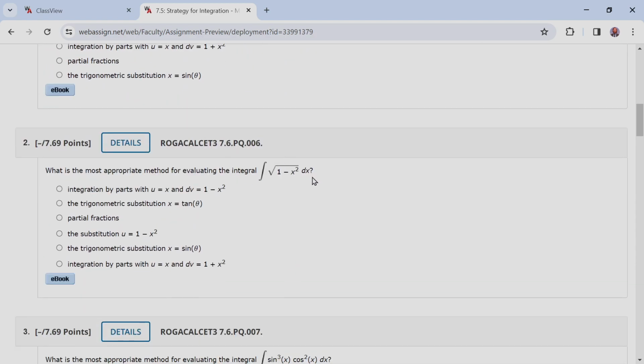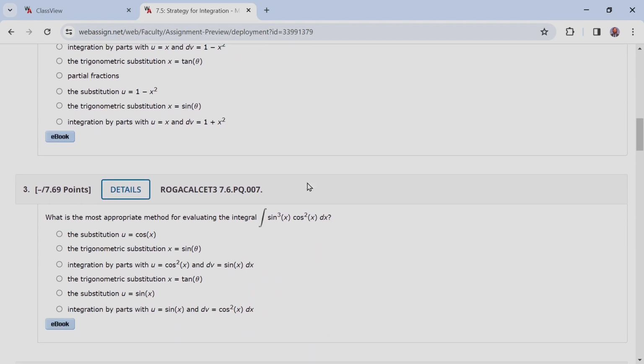What about this? Hey, this is another trig sub scenario, right? Square root of 1 minus x squared. Here, x equals sine theta, I believe, is our substitution, because 1 minus sine squared is cosine squared.